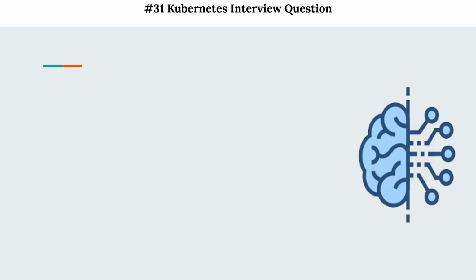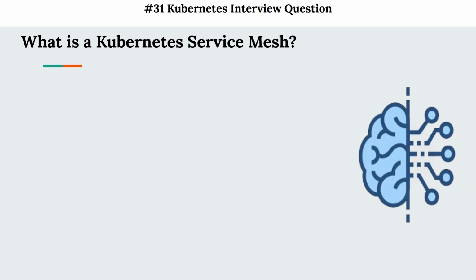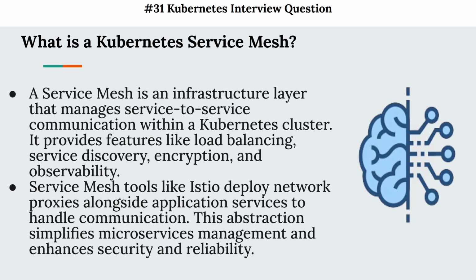Let's move to the 31st question. What is a Kubernetes service mesh? Let's see the answer. A service mesh is an infrastructure layer that manages service-to-service communication within a Kubernetes cluster.